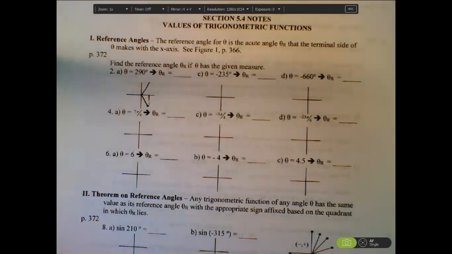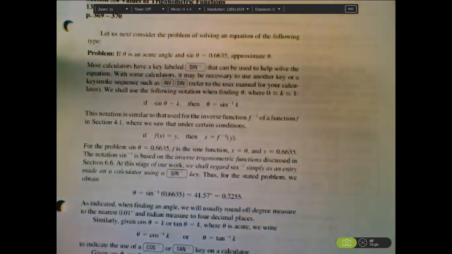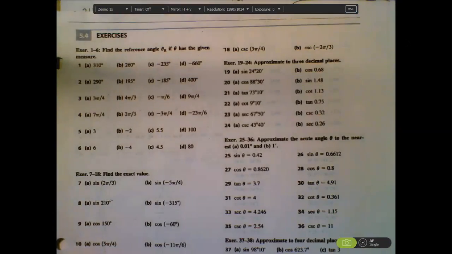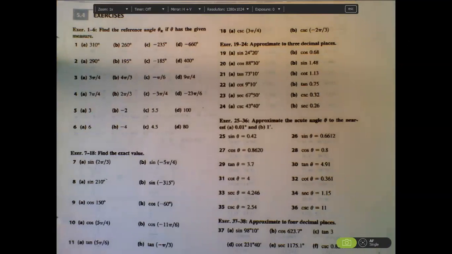The next big thing in the section is just making sure you know how to use your calculator. And then the last thing is inverse trigonometric functions. So in the homework, do you have any questions up to, let's say, 1 through 24? No, I don't. Evan? I don't either. Okay. Then what about the inverse trig?